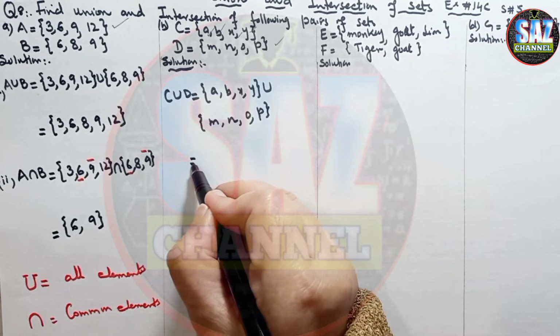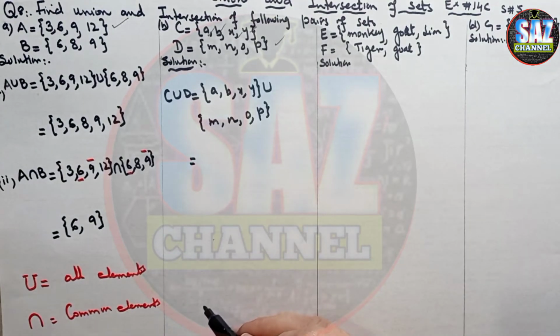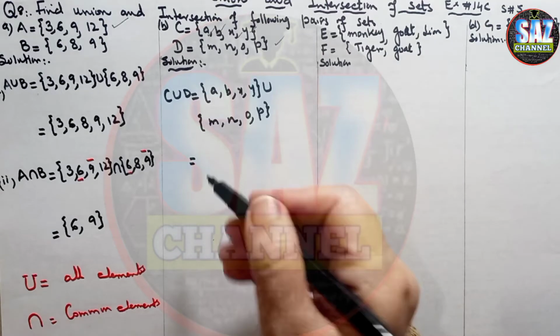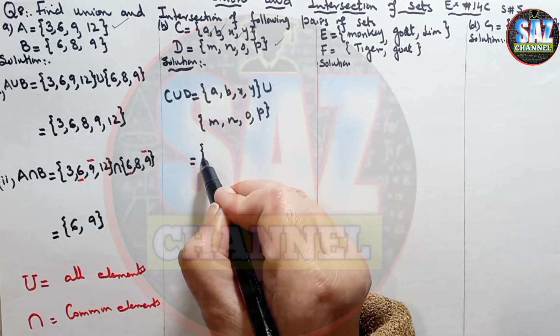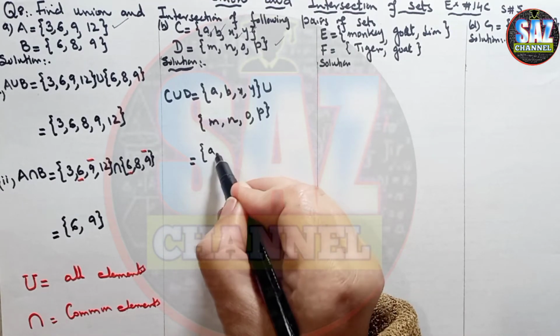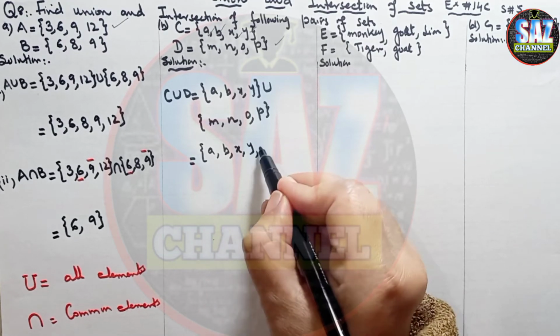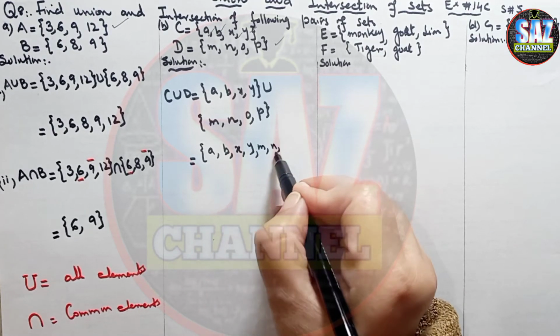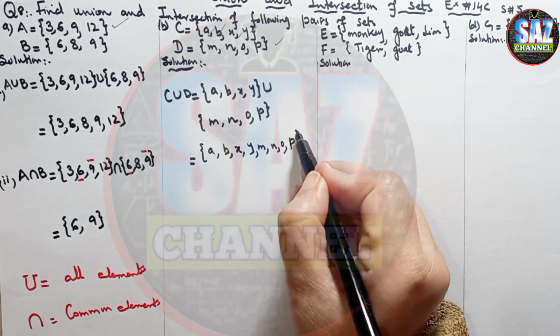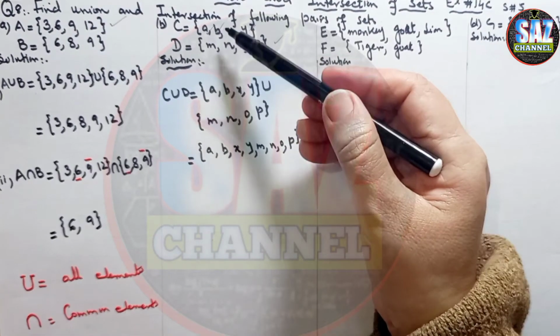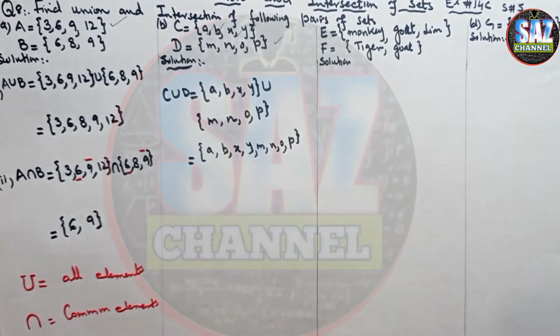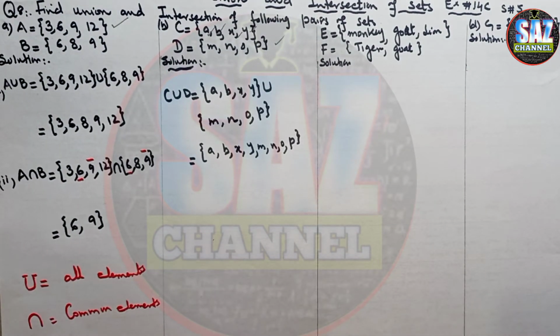Now as union means the collection of all the elements in sequence without repetition, so C union D will consist of A, B, X, Y and then M, N, O and P. We can see that both sets are having nothing in common. So this is the answer of union.